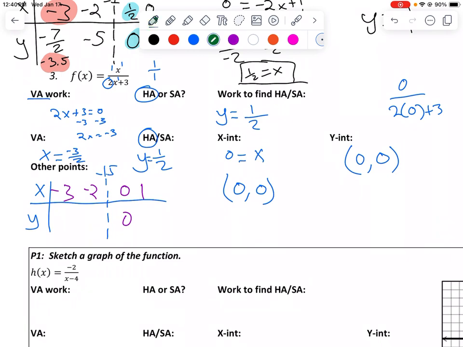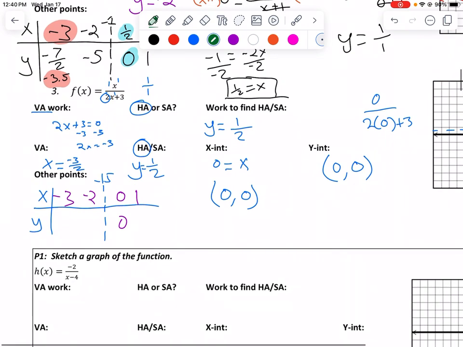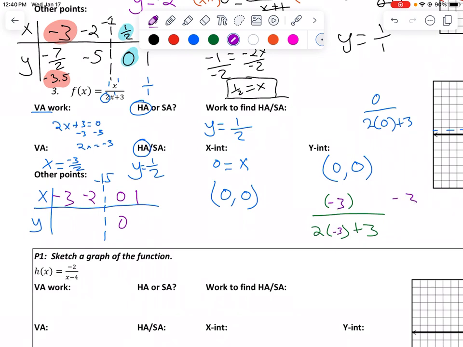I'll use this space over here. I've got x over 2x plus 3. So let's see what happens when I plug in a -3. That's going to make -3 over, that would make -6 plus 3, which is also -3, which would be 1.